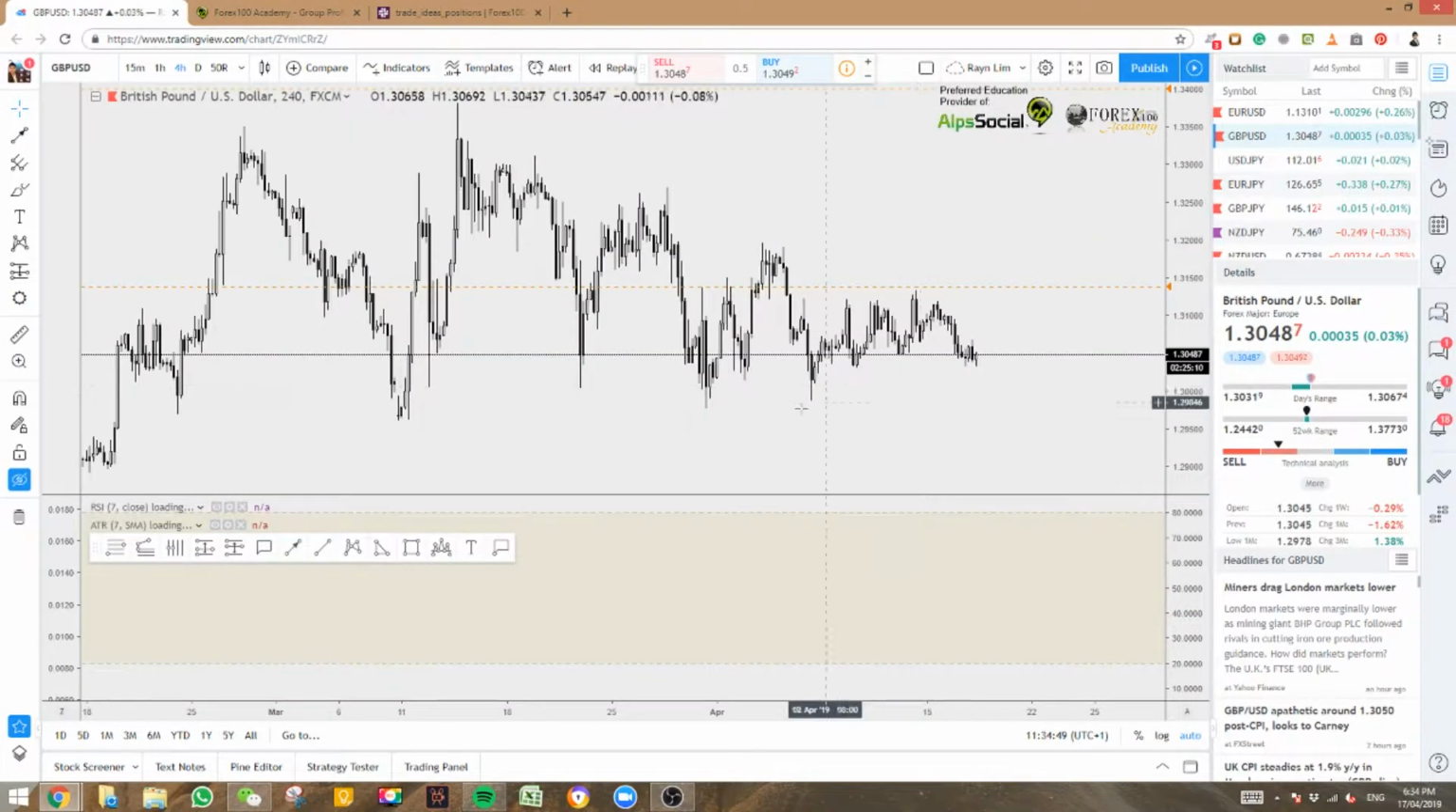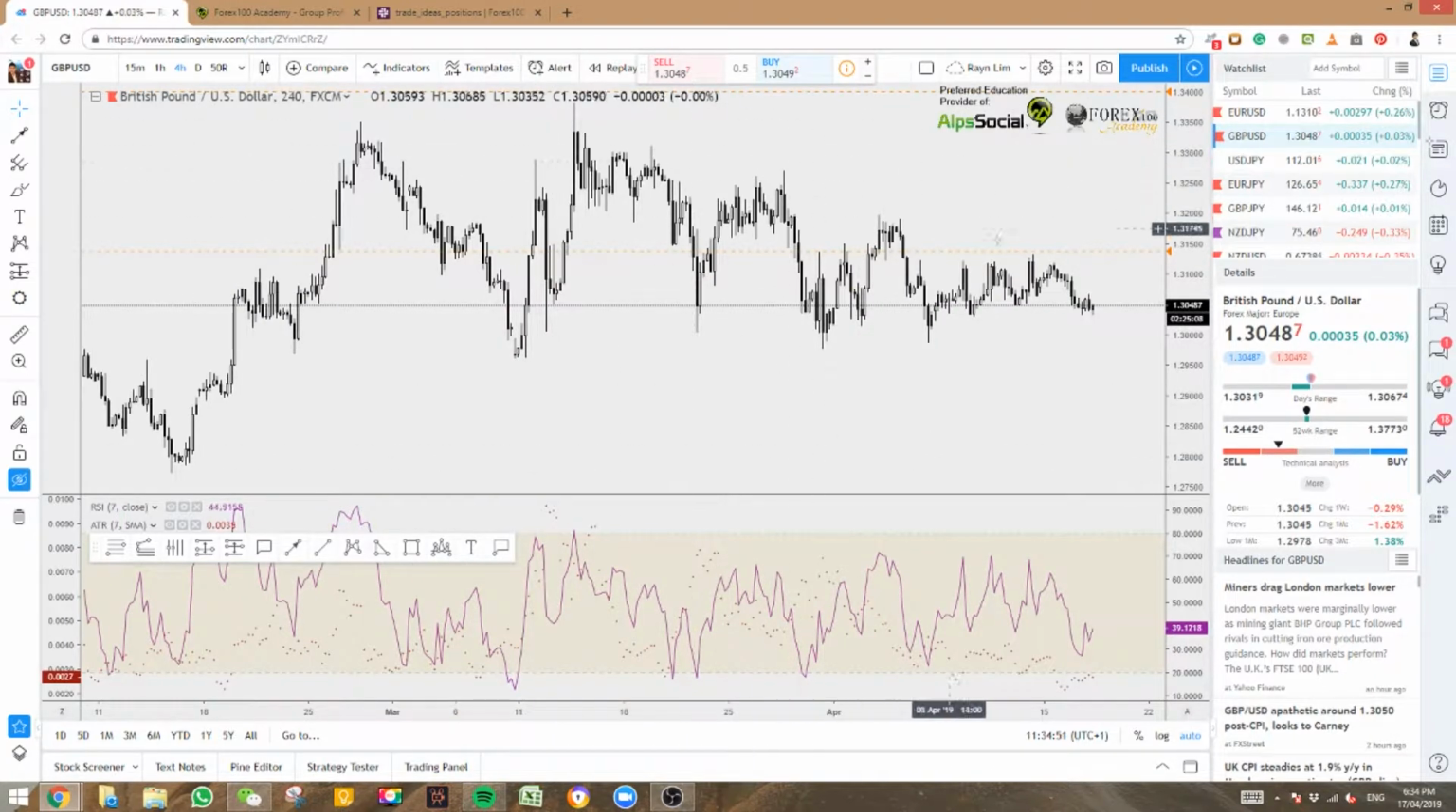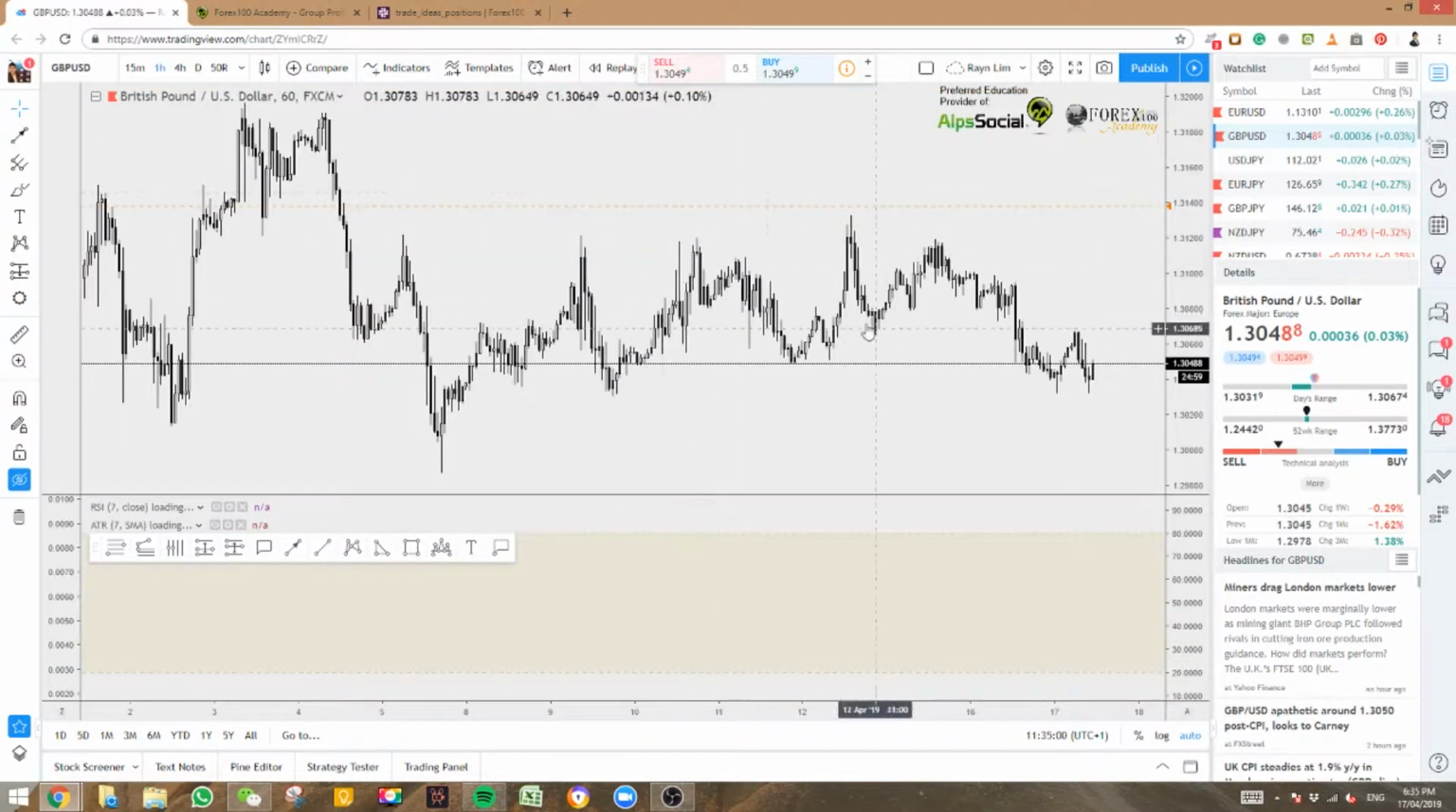Head down to the 4-hour chart. This is what we have, a series of lower highs. And at the moment, right now, a support is tested. Head down to the 1 hour. That gives me a clue of a shorting opportunity.